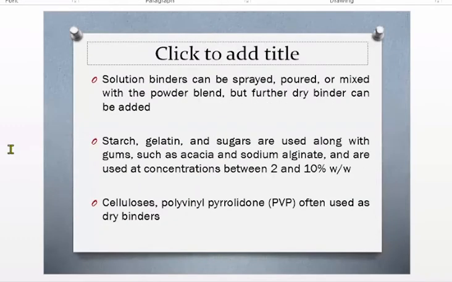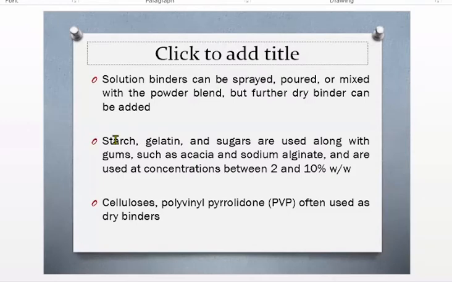So you can manipulate binders in a variety of ways. In short, what we are simply saying is you can add the binder as a powder, or you can first convert it into a solution and add it to the larger powder blend, which can either be sprayed or poured onto the blend and then mixed with the powder blend. These are some of the examples of binders available.